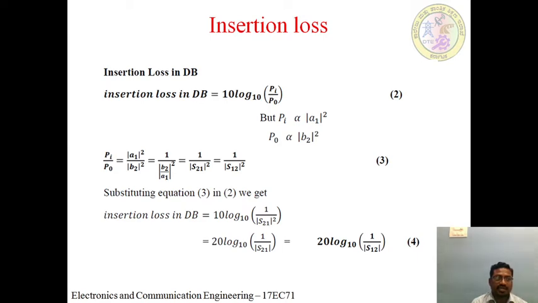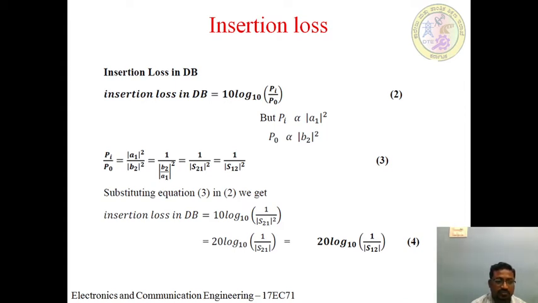Insertion loss can be defined in terms of dB as 10 log to the base 10 Pi divided by P0. But we know that Pi is directly proportional to the mod of A1 whole square and P0 is directly proportional to the mod of B2 whole square. So Pi divided by P0 is equal to mod of A1 square divided by mod of B2 square, equal to 1 divided by mod of B2 by A1 whole square. Mod of B2 by A1 is nothing but the scattering parameter S21. So 1 divided by mod of S21 whole square.